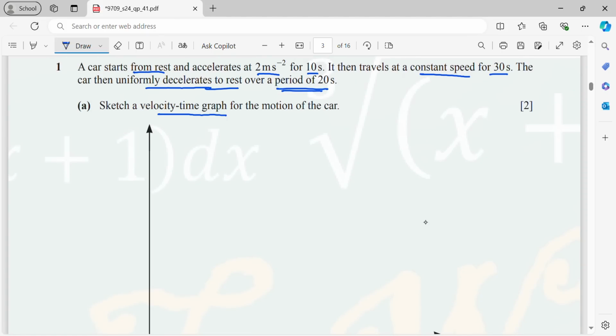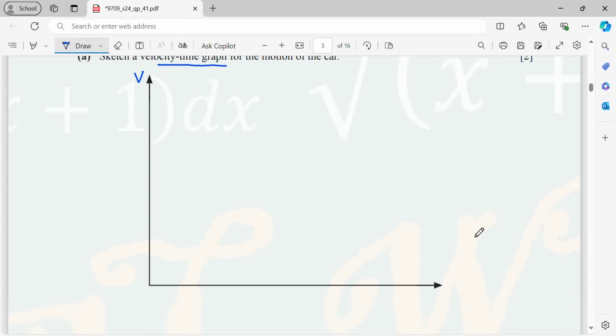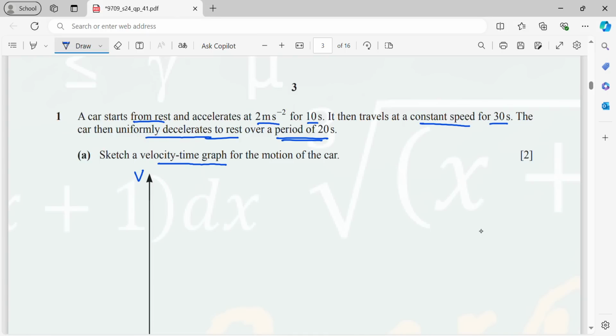Now first of all, we know that it starts from rest, which means that for the velocity, this is v, velocity versus time, t. Since it starts from rest, that means when t equals 0, v equals 0. That's the meaning of rest.